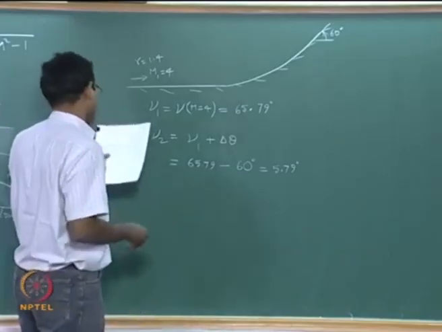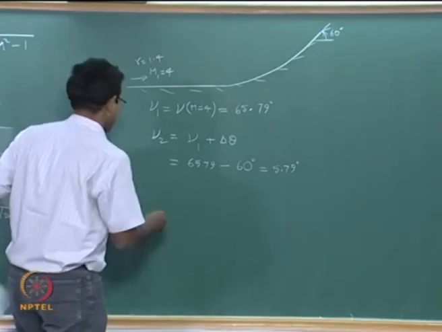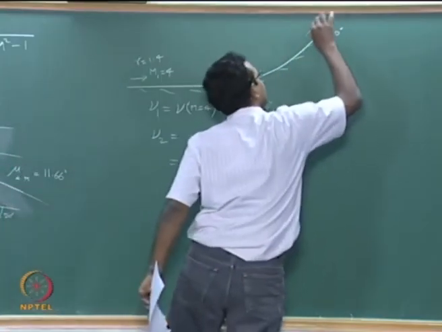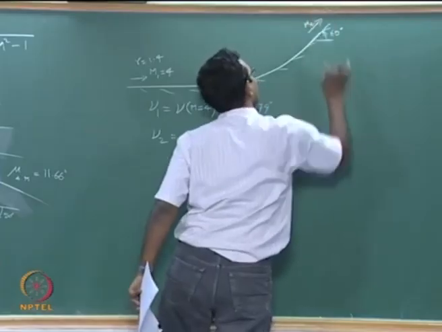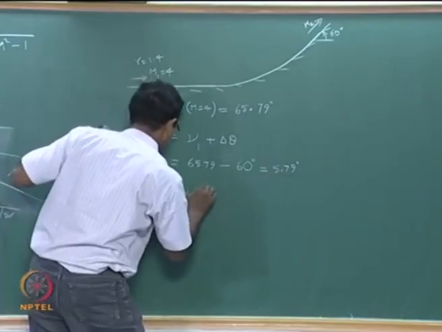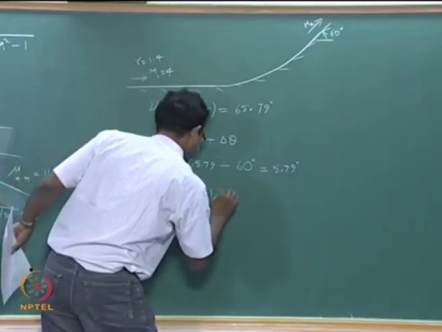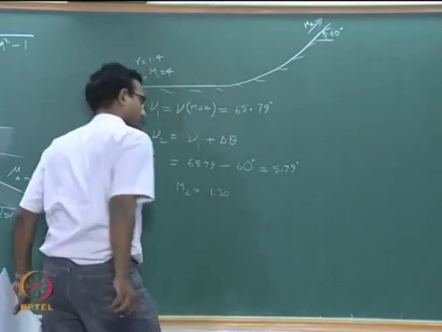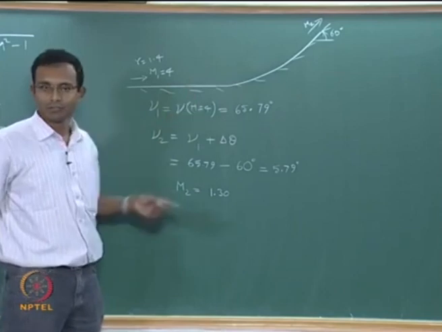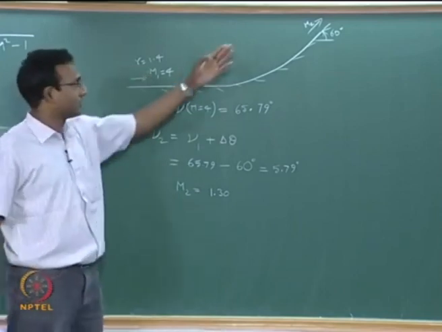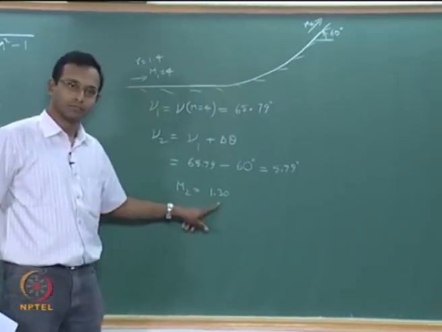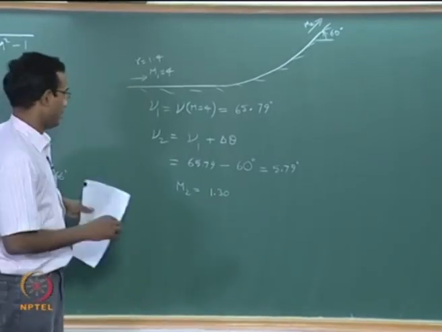Okay. Now, if I go back and look at my table such that nu of that particular M2, let us call this as my M2, nu of that particular M2 happens to be 5.79, that M2 value will be 1.3 Mach number. So, essentially if there is a smooth compression of my flow from Mach 4 up to 60 degrees, then I will end up with a flow of 1.3 Mach number. This is what I am saying. Okay.